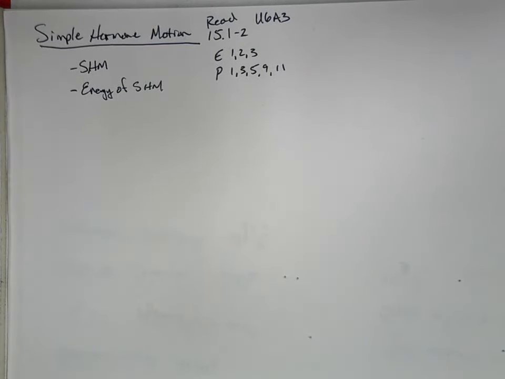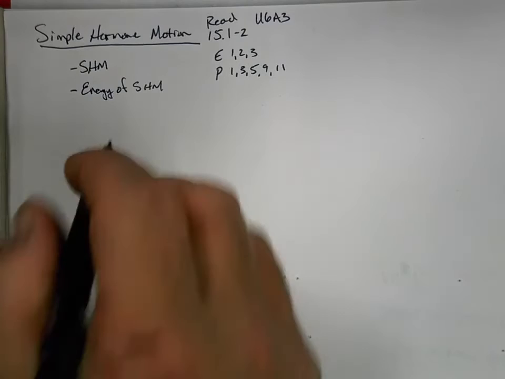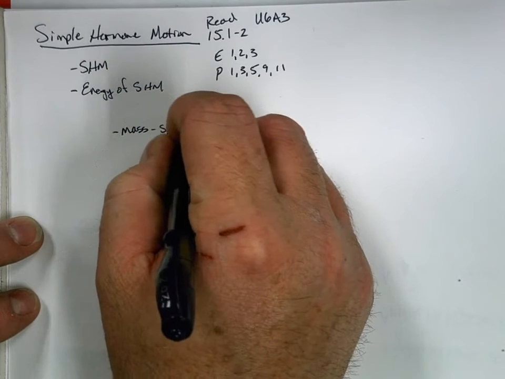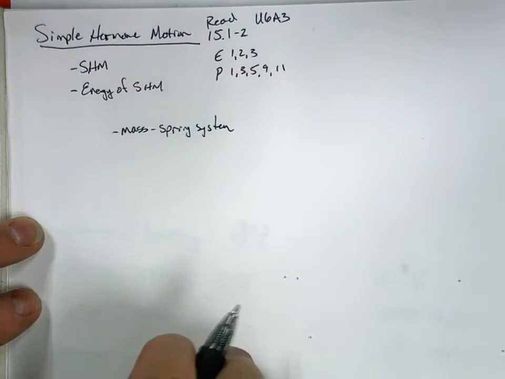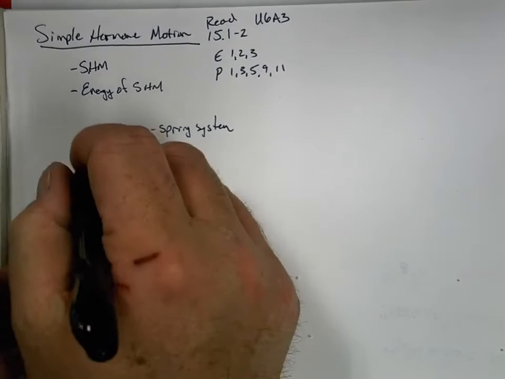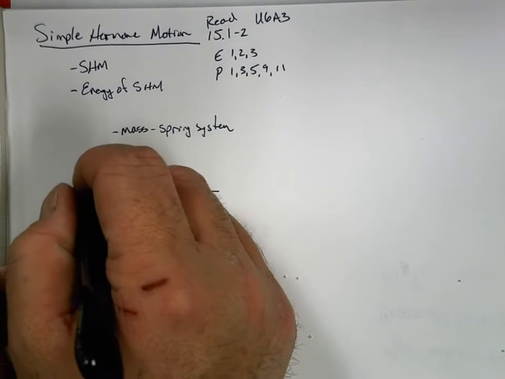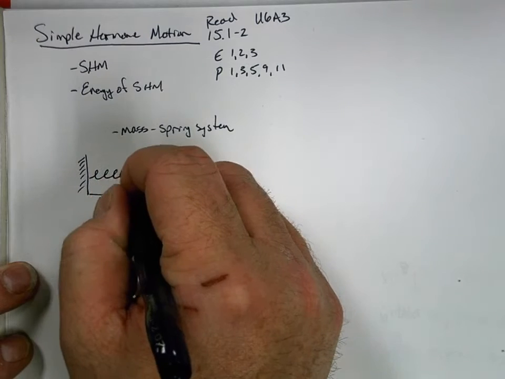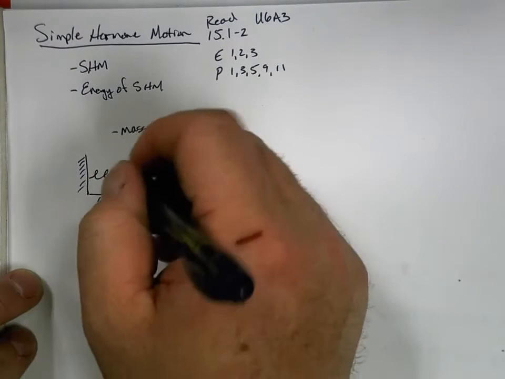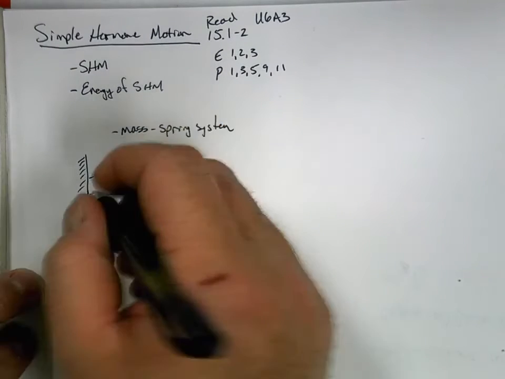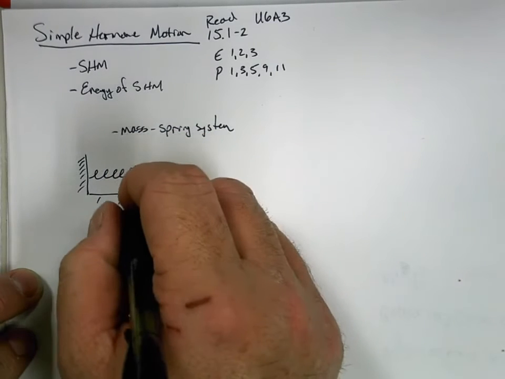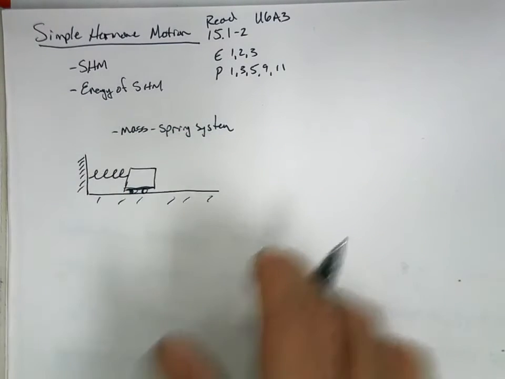All right, we are starting with simple harmonic motion, and I'm going to introduce this with a mass spring system. Okay, and so we're going to attach a mass to a wall. And this mass is, well, it's a crate, and it's on wheels. Okay, so there's no friction on the bottom.